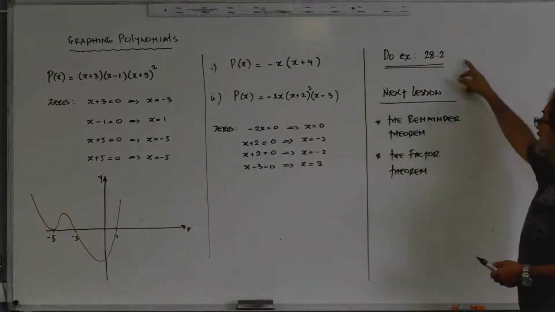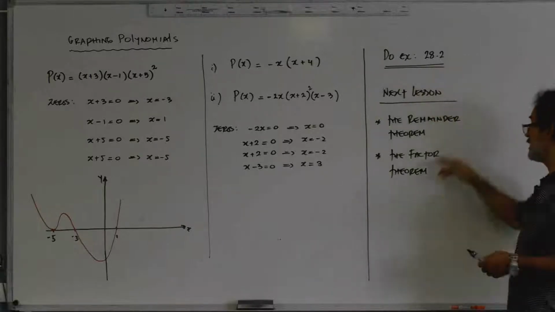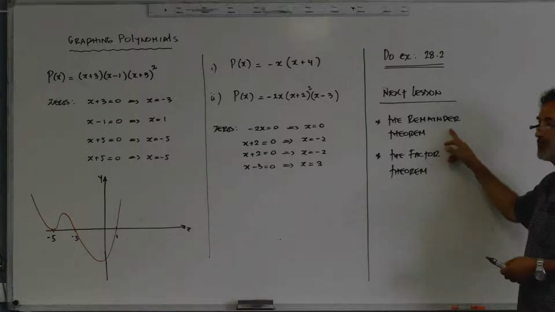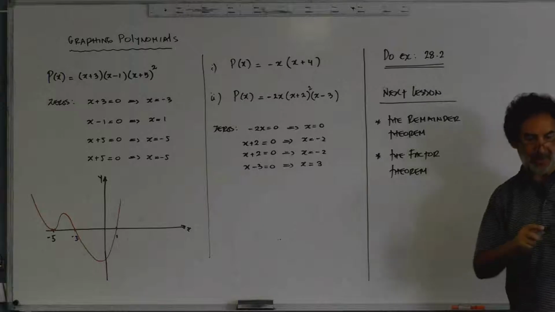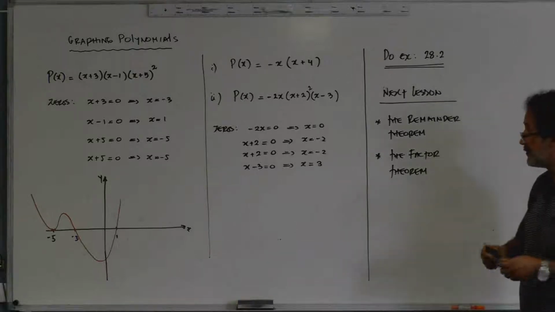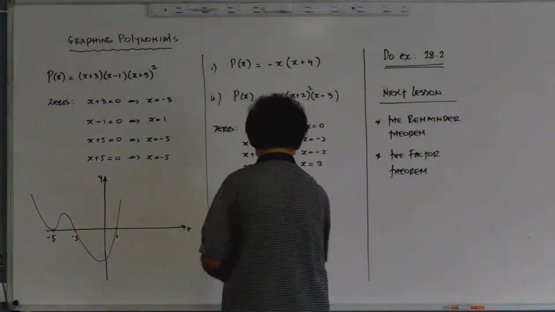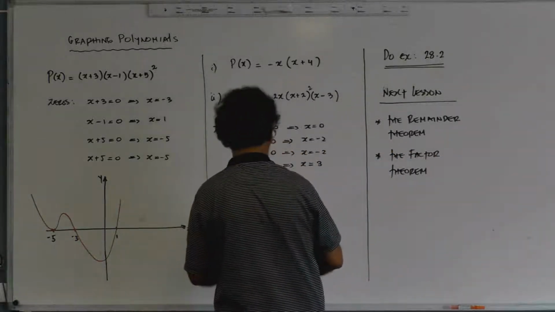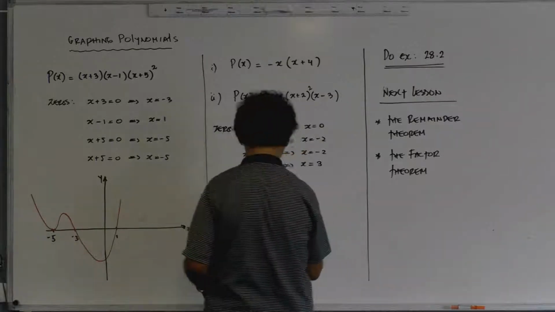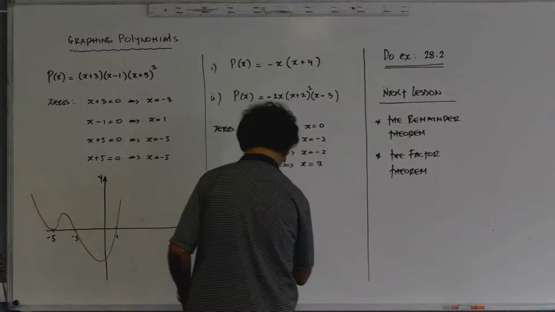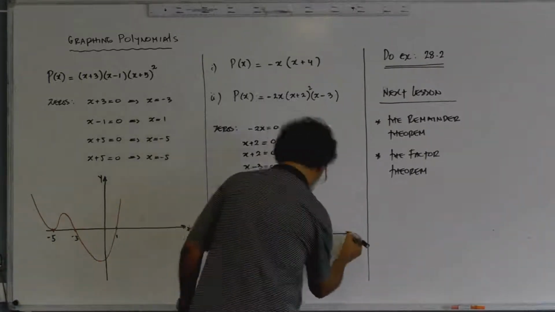All right, and then you're going to start doing exercise 28.2, okay? And then next lesson, we're going to go through something that we call the remainder theorem, and then we're going to do something that we call the factor theorem. Wait, can you do that one on the board? The picture? Yeah. You're going to start now.